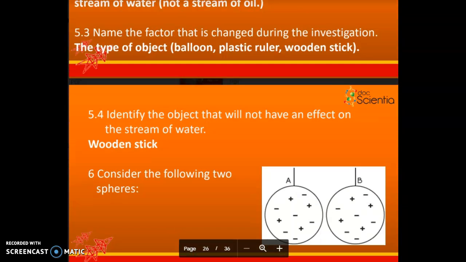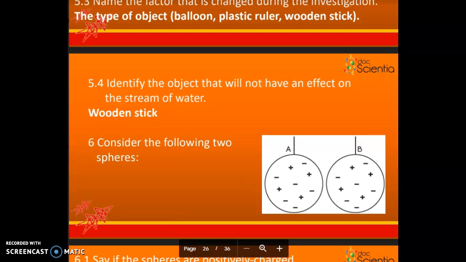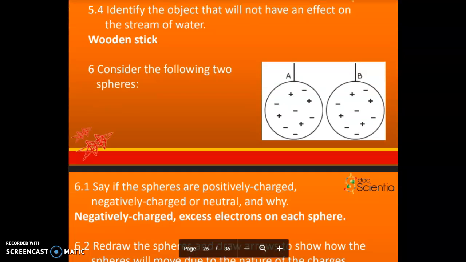5.3. Name the factor that is changed during the investigation. The object is changed. 5.4. Identify the object that will not have an effect on the stream of water. The wooden stick, because it can't have electricity running through it.